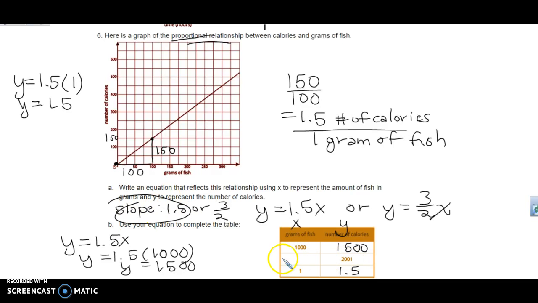The middle column is actually giving you the y value. So we're going to plug in 2,001 for our y value, and we're going to solve for x. So this becomes a one-step equation. We're going to divide both sides by 1.5, and the answer to that is 1,334. So this is telling us that 1,334 grams of fish contains 2,001 calories.